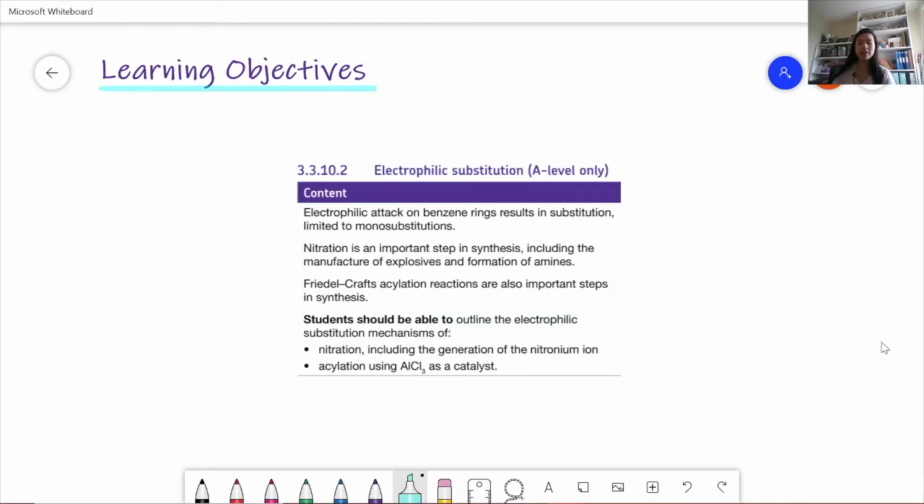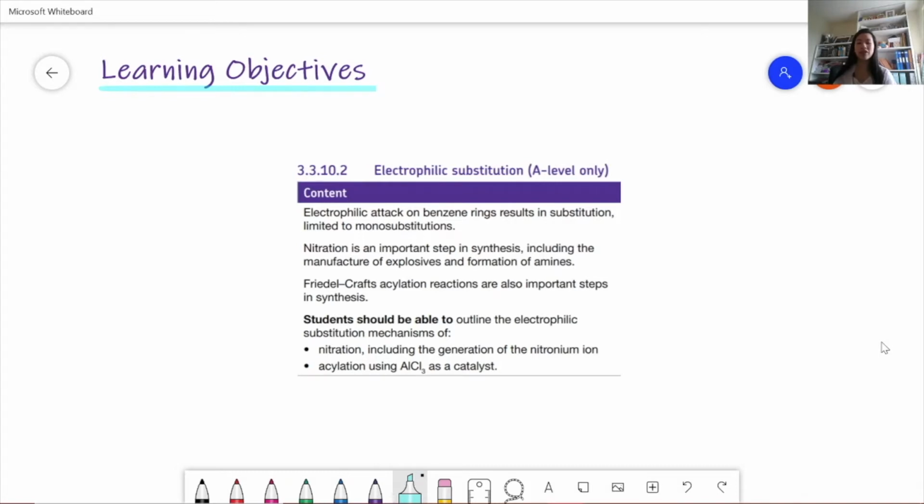Today's learning objectives are to firstly look at the electrophilic attack on benzene rings, which results in substitution limited to monosubstitutions. And then we're going to look at nitration, which is an important step in synthesis, including the manufacture of explosives and formation of amines.